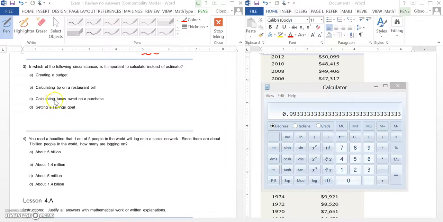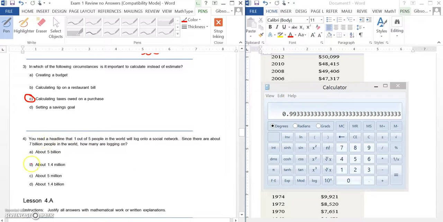So we come here to C, calculating taxes owed on a purchase. Now, if you're estimating and you're under, then you can go through the embarrassment of not being able to afford whatever item you are trying to purchase. So with C, doing the estimate, it could hurt you. Then setting a savings goal is basically like A and B. If you go a little over or under, it really wouldn't hurt you that much. So the answer would be C.